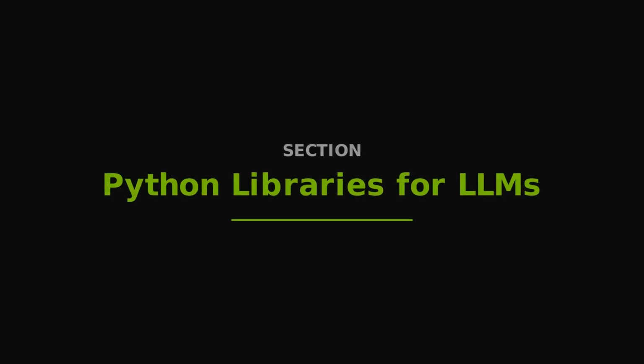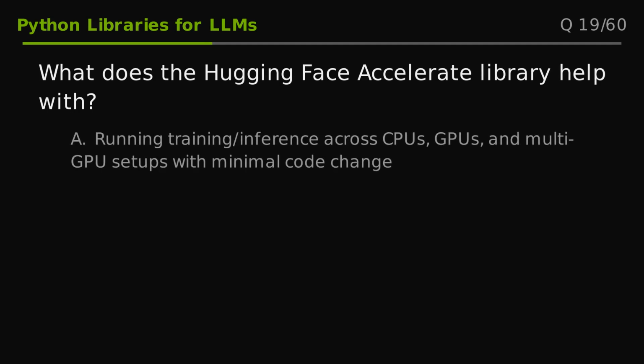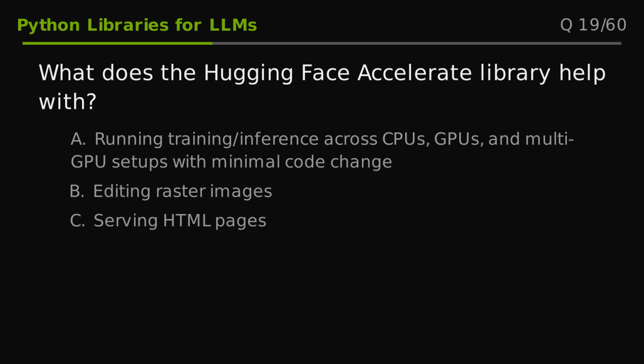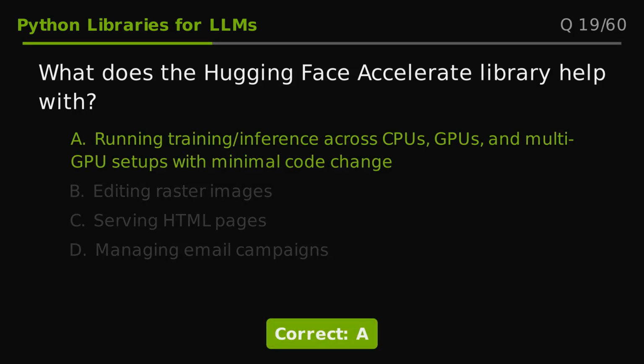Next section. Python libraries for LLMs. Question 19. What does the Hugging Face Accelerate library help with? Option A, running training or inference across GPUs and multi-GPU setups with minimal code change. Option B, editing raster images. Option C, deriving web pages. Option D, managing email campaigns. The correct answer is A.